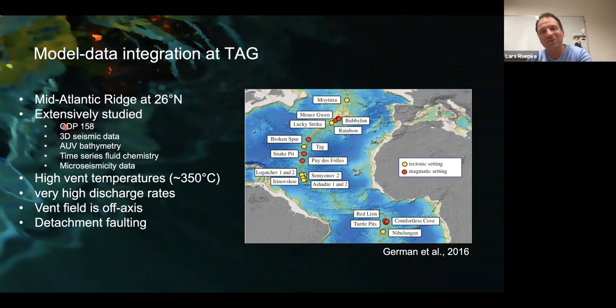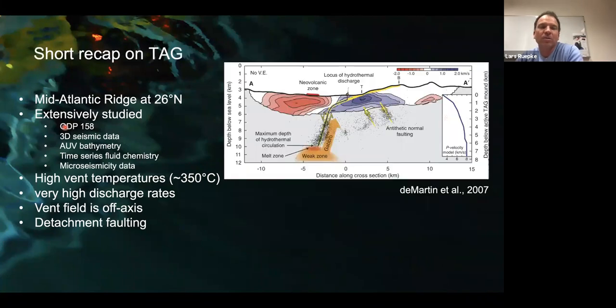We have the most data: we have ODP drilling, we have 3D seismic reflection data, there are refraction experiments and tomography. There's new AUV bathymetry data, there's time series on fluid chemistry, microseismicity, gravity, magnetics, basically all the tool sets we have. What's also interesting is that it's an off-axis system, so the venting seems to be controlled by tectonics. There's detachment faulting, it's high temperature, and we also see that the discharge rates are pretty high, and I will come to that in a point.